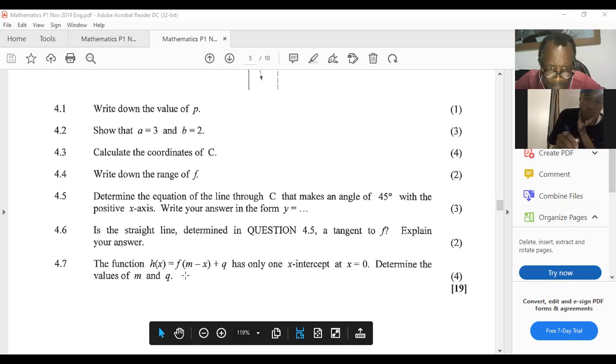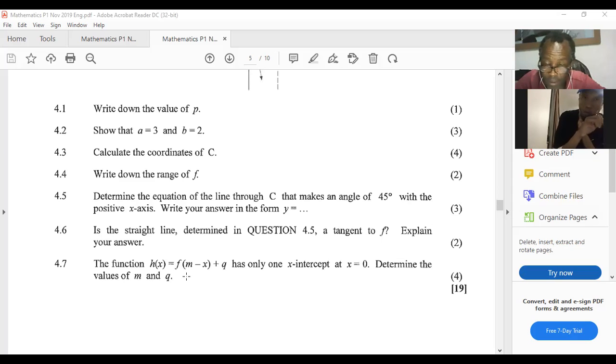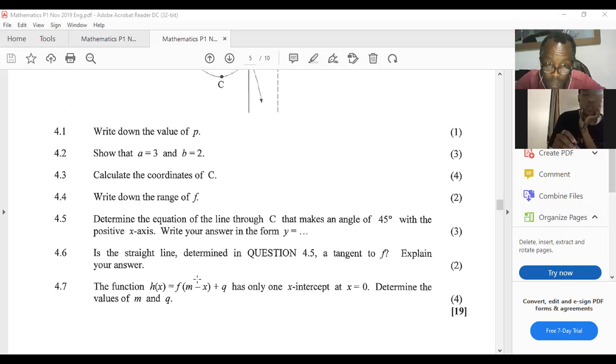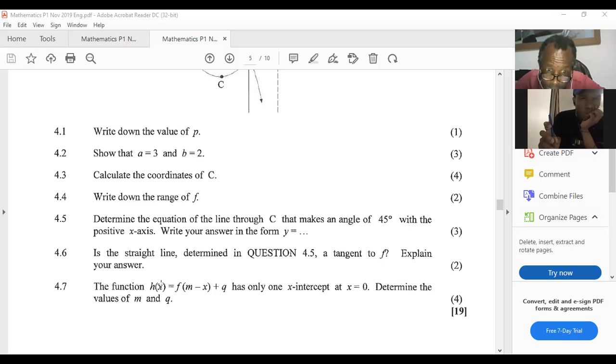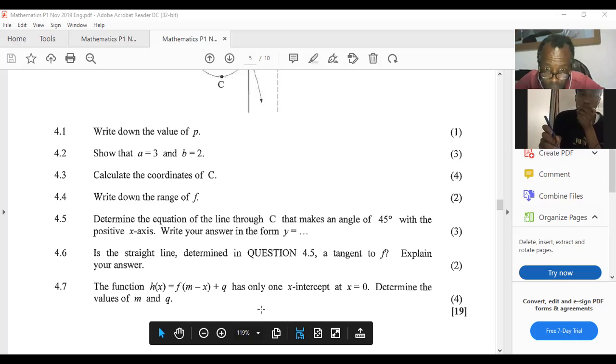Then you get the equation, that is why I want it. So h at x is equal to, then now you take your function and substitute, m minus x. Your x is zero, and then you will have an equation.